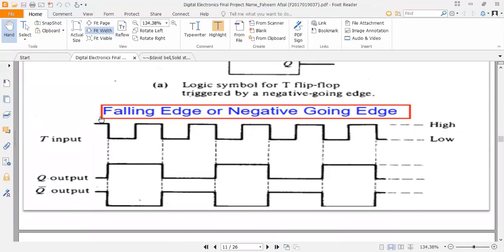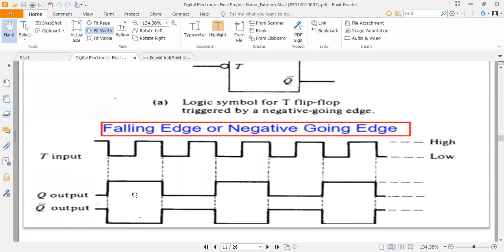So it is a falling edge or negative going edge flip flop. When the falling edge came, the output became high and it will remain high until the falling edge came and toggles the input from low to high. And this is the same procedure here. Q bar is the second output and this will act opposite to the first output Q. When Q is low, Q bar is high. When Q bar is high, Q is low.